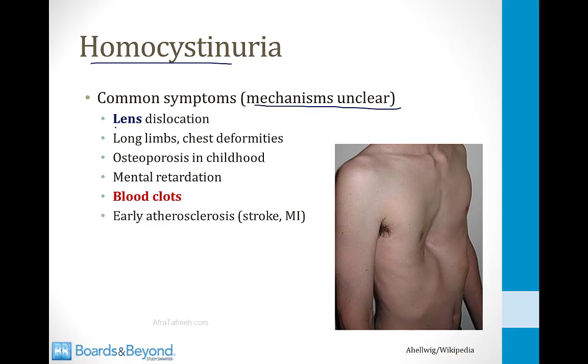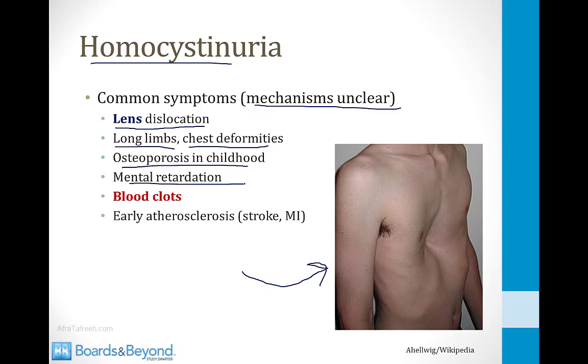The first one is dislocation of the lens of the eye. These people often have vision problems. They can have very long arms and legs, and they may have deformities of the chest wall. This is a picture of a patient with pectus excavatum. That's a characteristic deformity seen in high levels of homocysteine. Osteoporosis in childhood can occur, as well as mental retardation.